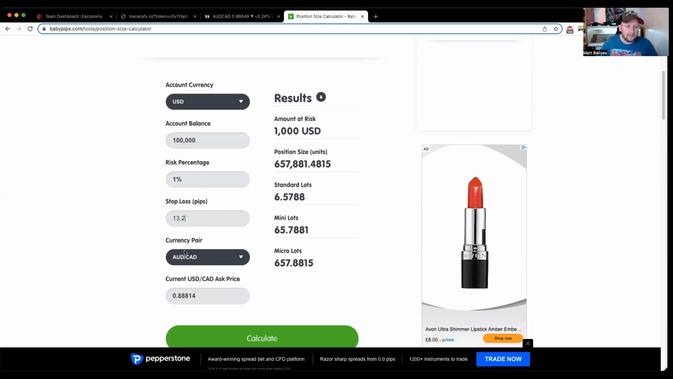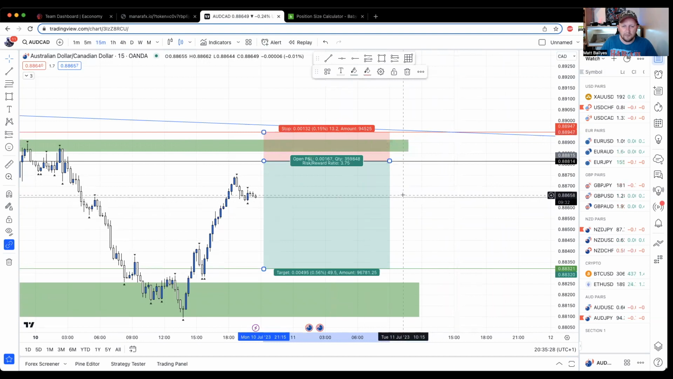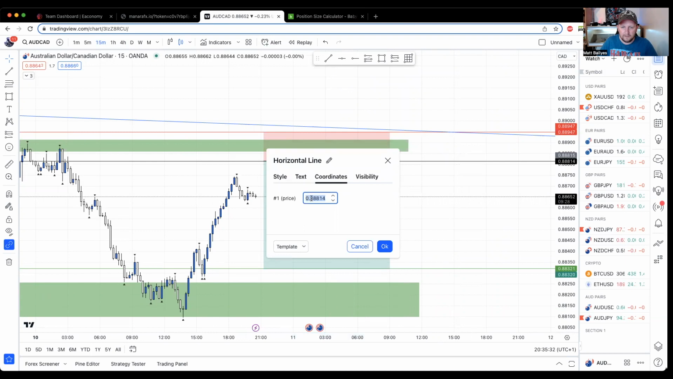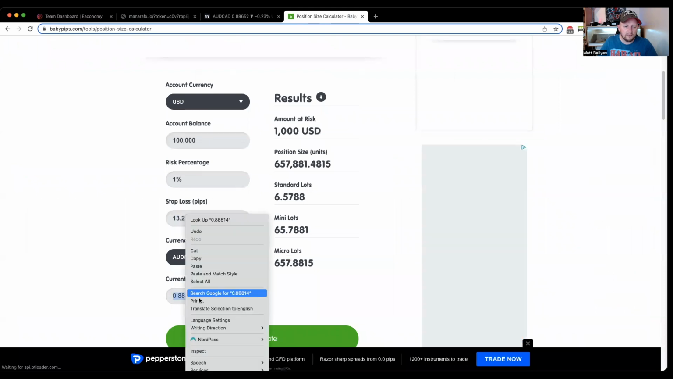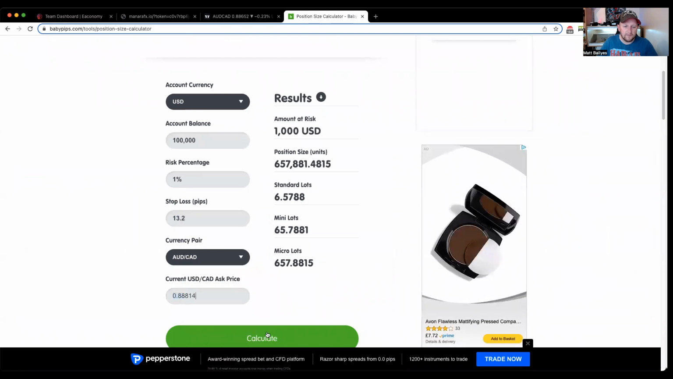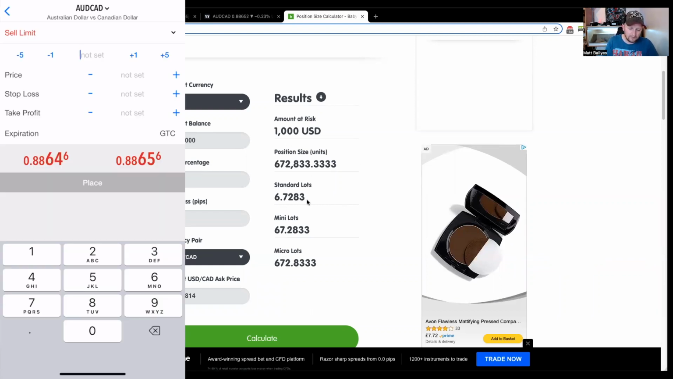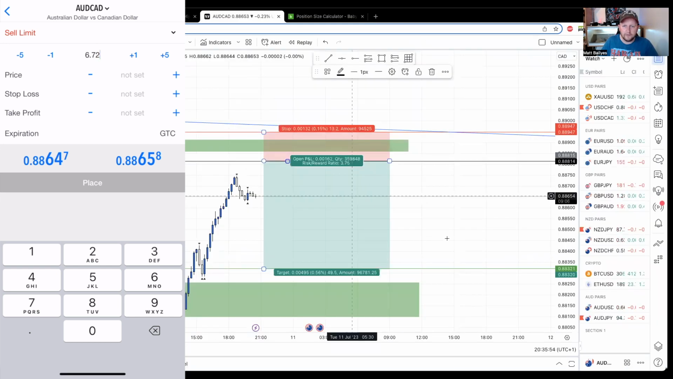And then it asks you down here for the current ask price. The current ask price is technically where the price is now, but because we want to get in up here, I take this price that we want to enter on, paste it into the position size calculator, and click calculate. Now it gives you your lot sizes. I'm going for a standard lot size, which is 6.72. So I'm going to type that into the app, 6.72.